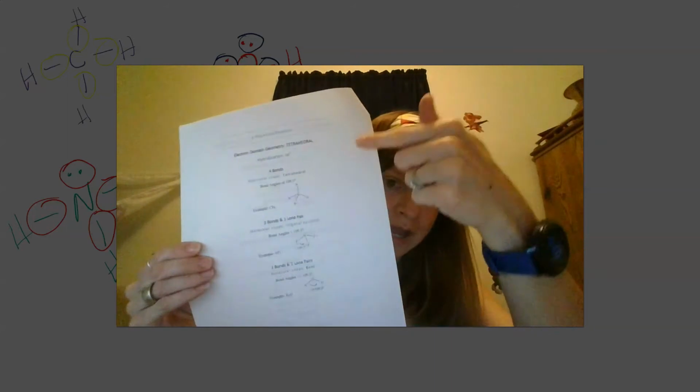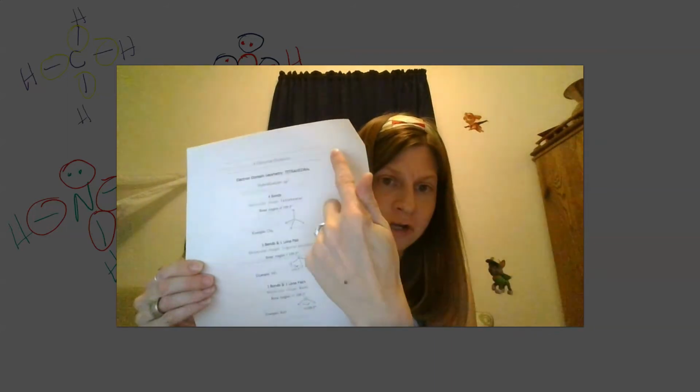So you have to stay in your lane. Like if you're in the 4 electron domain geometry page, you can't flip off of this page. If you have 4 electron domain geometries, you live on this page. You have to choose one of these options.